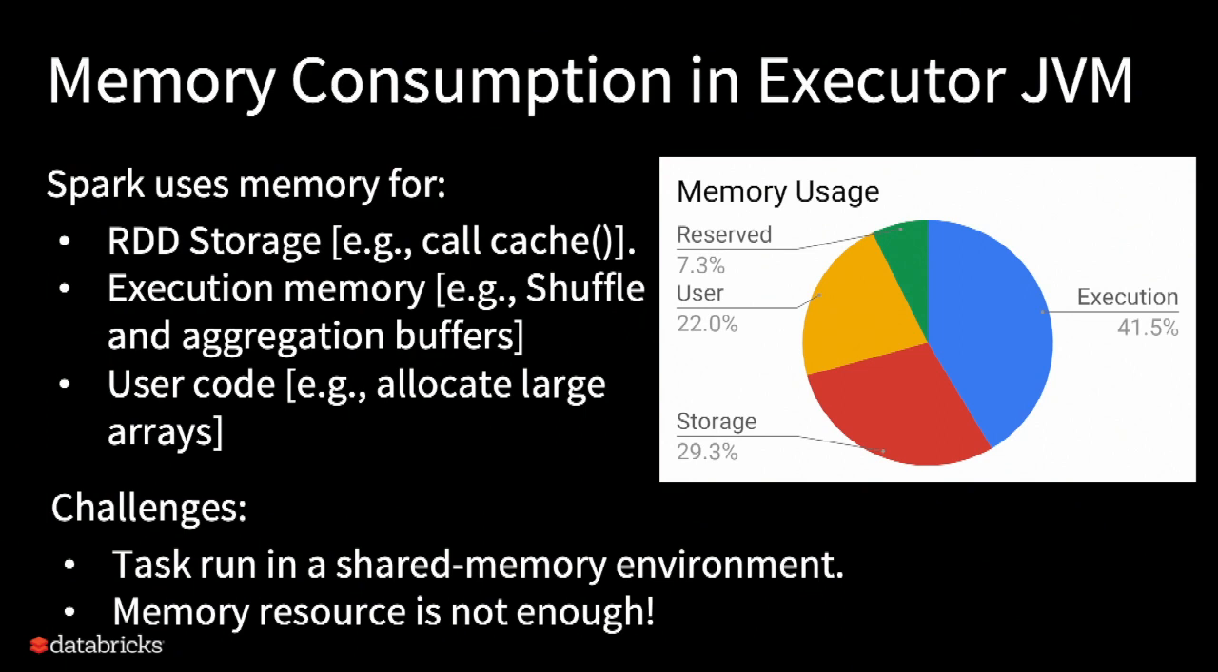Spark memory usage can be roughly divided into 4 major categories. The execution memory, like shuffle and aggregation buffers. The storage memory, like cache data. The user memory, like memory buffer for allocated large sparse matrix. And the reserved memory, which is reserved for Java itself. So let's introduce them and see how to tune Spark memory usage in the following.